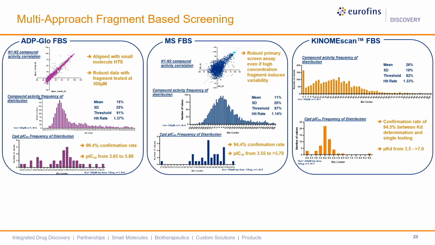And as you can see, the data are very robust. All the activity of the fragment are spread all along between 0 and 100%. And we tested the fragment at 300 micromolar, so even at this high concentration, we can still manage to have a robust activity assay. And we got a hit rate of 1.37%.